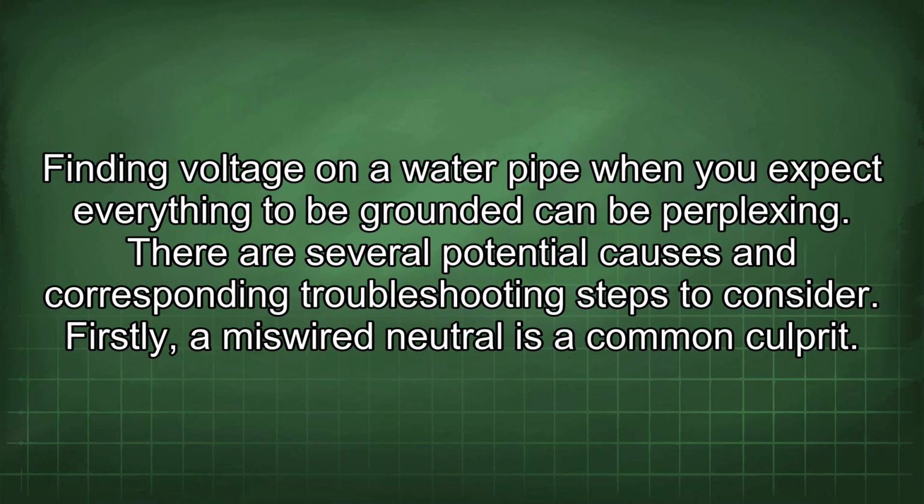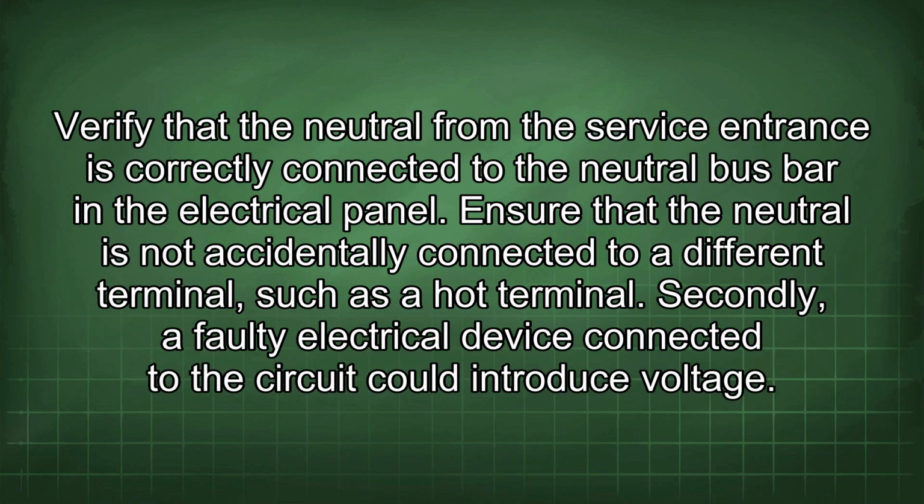Finding voltage on a water pipe when you expect everything to be grounded can be perplexing. There are several potential causes and corresponding troubleshooting steps to consider. Firstly, a miswired neutral is a common culprit. Verify that the neutral from the service entrance is correctly connected to the neutral bus bar in the electrical panel. Ensure that the neutral is not accidentally connected to a different terminal, such as a hot terminal.